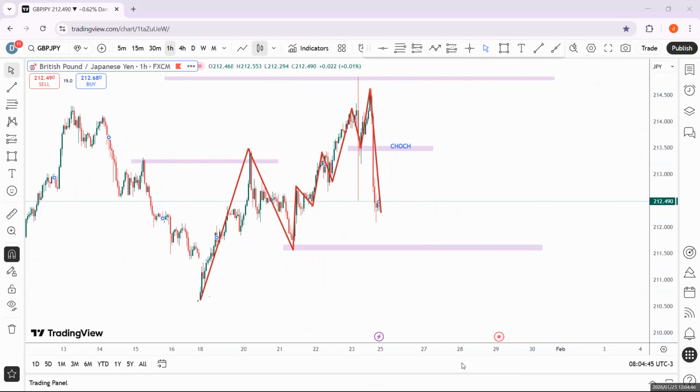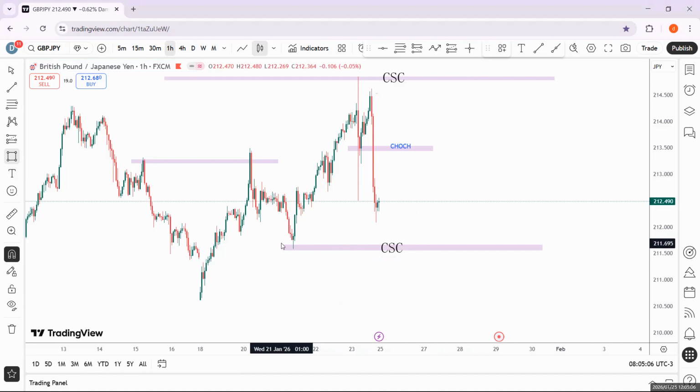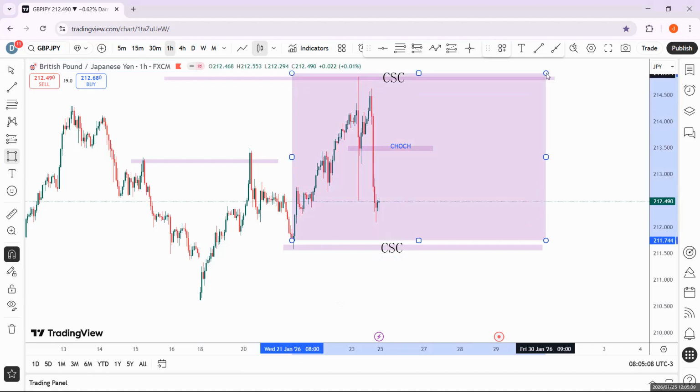So what structure has been affected? It is the structure that starts from here. So I'll put it as CSC. It is the structure that starts from this low, and it is the structure that starts from this high. These are the structures that have been affected. It has no business with the structures that are lower, and it has no business with the structures that are higher than this level. So this is my range of focus, and my business is currently within this window for me to pick a trade entry opportunity.